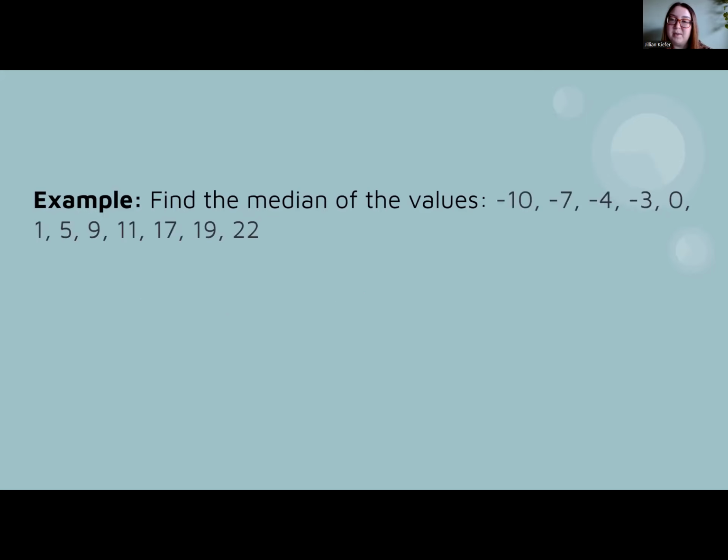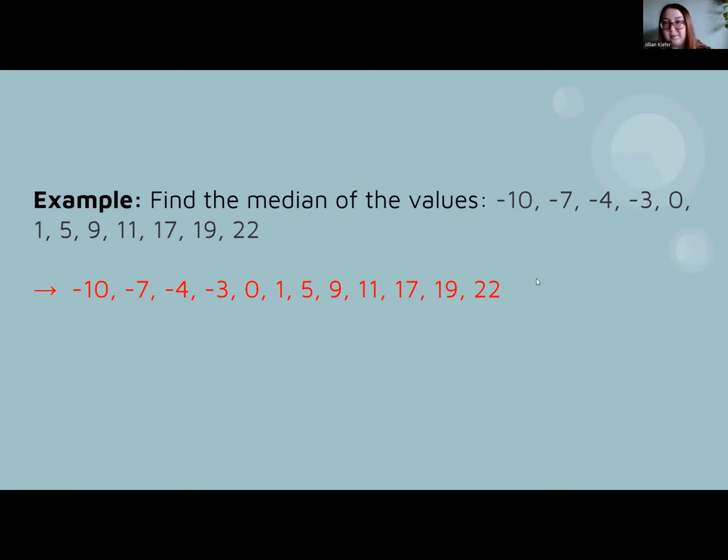All right, so now we're going to find the median of these values: -10, -7, -4, -3, 0, 1, 5, 9, 11, 17, 19, 22. Just like before, we're going to rearrange them from least to greatest. So we have -10, -7, -4, -3, 0, 1, 5, 9, 11, 17, 19, 22. If we notice, this is actually already from least to greatest, so we didn't need to rearrange anything. But of course, we want to figure out how many values there are. So there's 1, 2, 3, 4, 5, 6, 7, 8, 9, 10, 11, 12.